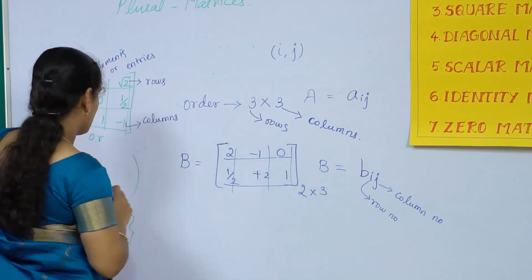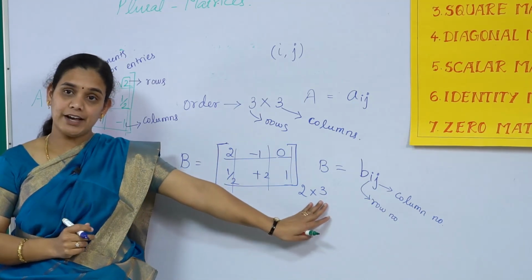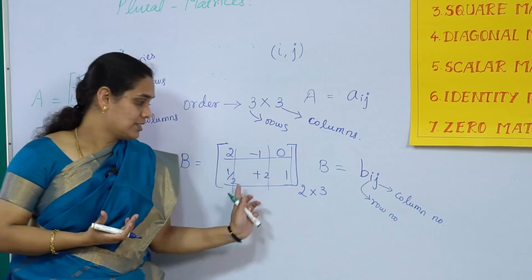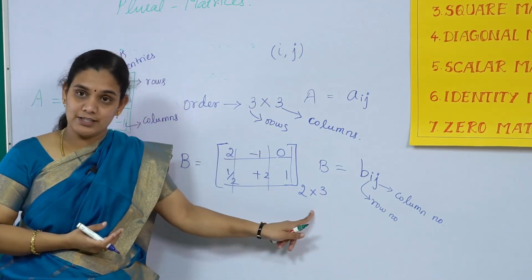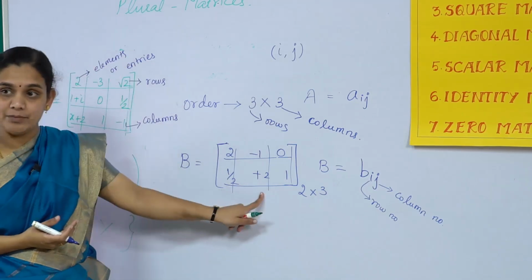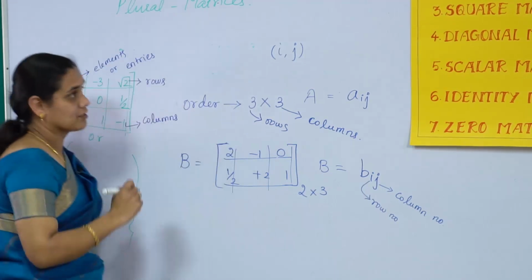Yeah. And if you know the order of the matrix, we can easily find out how many elements will be there. See, 2 rows and 3 columns, so we write this order as 2 by 3. And 2 3s are 6. So there are 6 elements in this matrix.